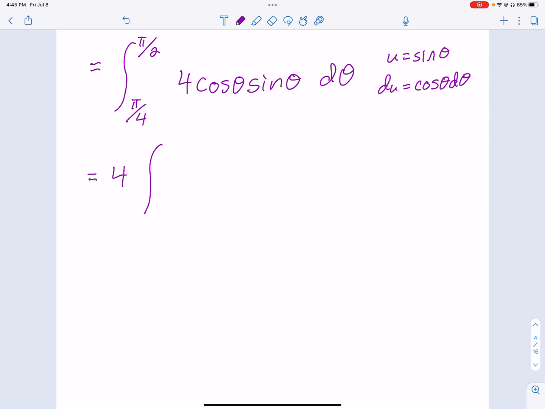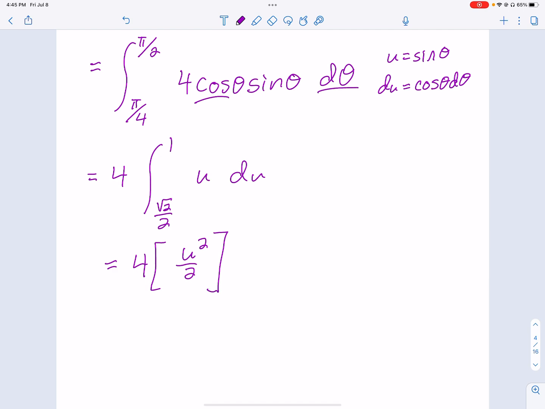Let's go ahead and change these to u's. Sine of pi over 4 is radical 2 over 2. Sine of pi over 2 is 1. Then cosine and this d theta are gone for du. Sine is u, so I get u du. So I get 4 u squared over 2 from radical 2 over 2 to 1. Just plug it in. Okay, so plugging the 1 in, we get 1 squared over 2. 4 over 2 is 2. We plug in the radical 2 over 2. We get 2 over 4, which is 1/2. We get 1/2. We get 1/4.